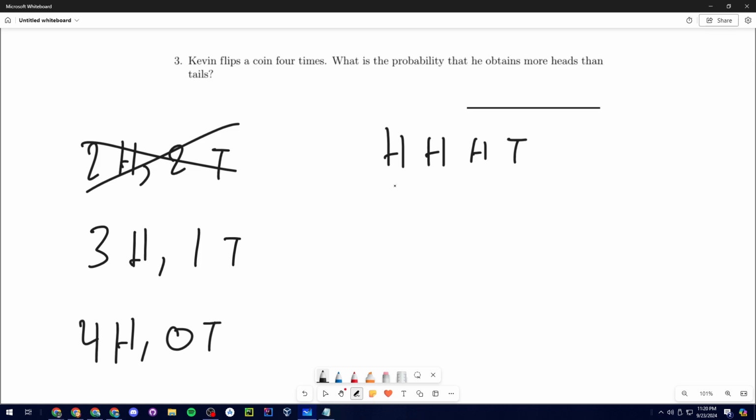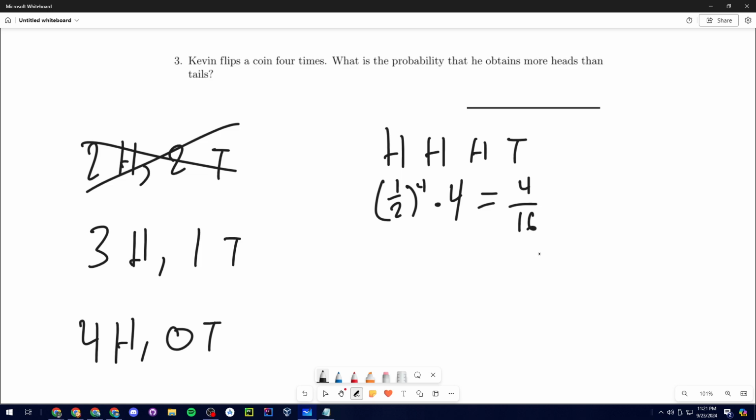The probability of each of these happening is 1/2, so it's 1/2 to the 4th times the number of ways to order this, which is technically 4 factorial over 3 factorial times 1 factorial. But a better way of thinking of it is you have 4 places to place the T, so it's just times 4. And so that is 4 over 16. I'm going to leave it as 4 over 16. You'll see why in a second.